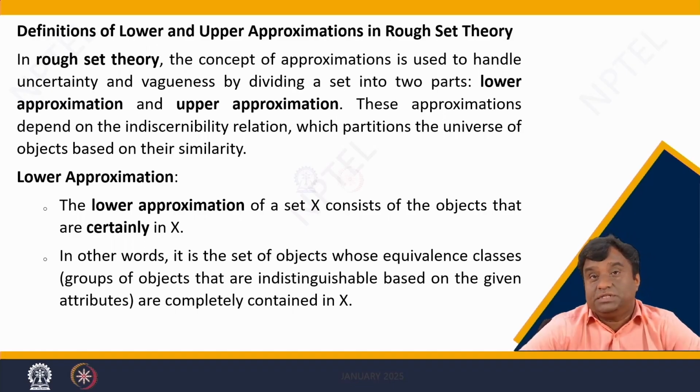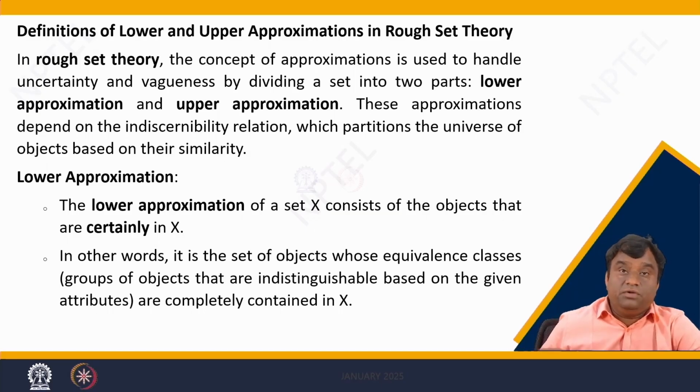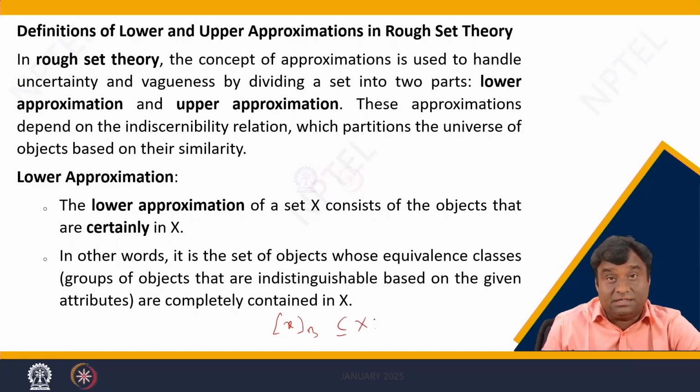The lower approximation of set X consists of the objects that are certainly in X. In other words, it is the set of objects whose equivalence classes, that is, groups of objects that are indistinguishable based on the given attributes, are completely contained in X. So if the equivalence class is written as XB, XB is completely a subset of the target set X.